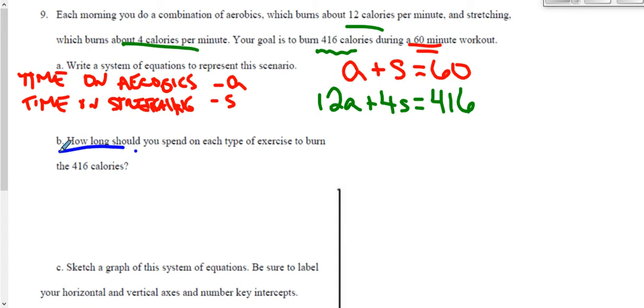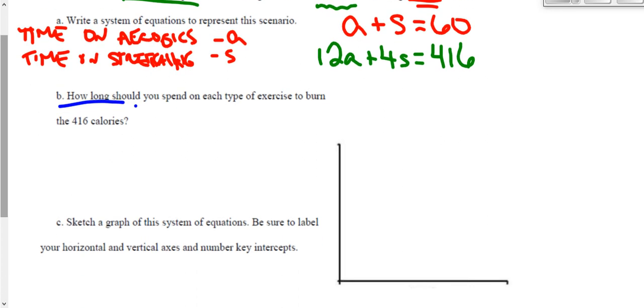Now that we have our system of equations, we can solve for question B. How long should I spend on each type? Again, I can solve this system with any method that I choose. I could use substitution again. Just for fun, let's use elimination instead. I can see that it would be pretty simple to make my A's or my S's match in coefficient number. I'm going to make my S's match because multiplying by 4 gives me smaller values than multiplying by 12. So I'm going to write my equations down here.